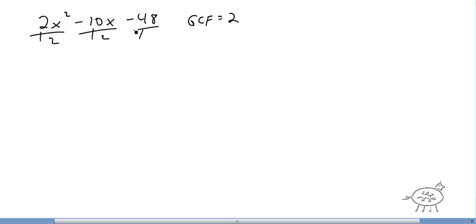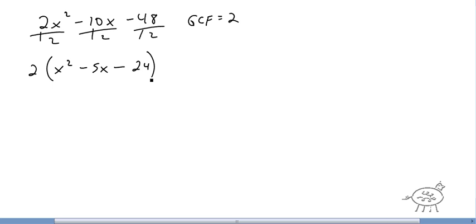If I gave you 2x squared minus 10x minus 48. Is it in descending order? Yes, it is. Is there a greatest common factor? I recognize a 2, a 10, and a 48. They're all even numbers. I know I can pull the 2 out, and that is my greatest common factor. So I divide each of these by 2, and I get 2 parentheses, and then I get x squared minus 5x minus 24.